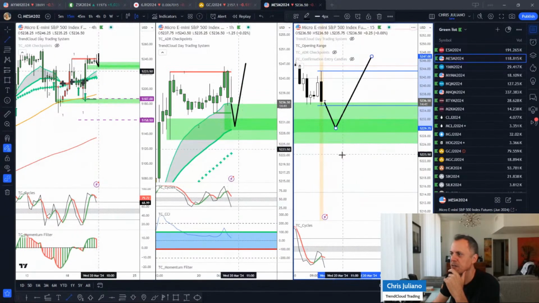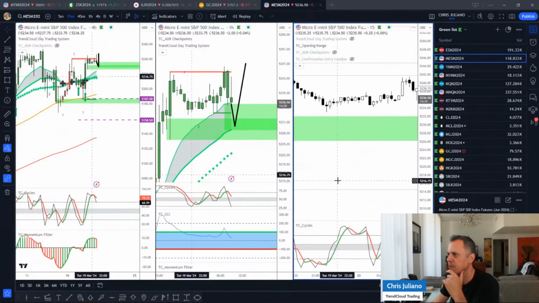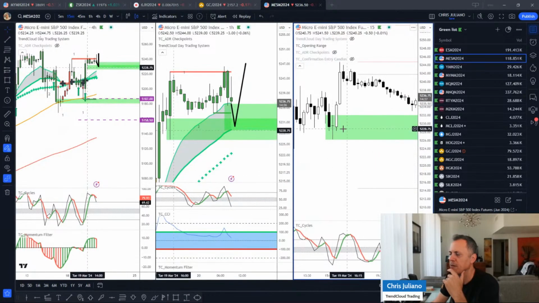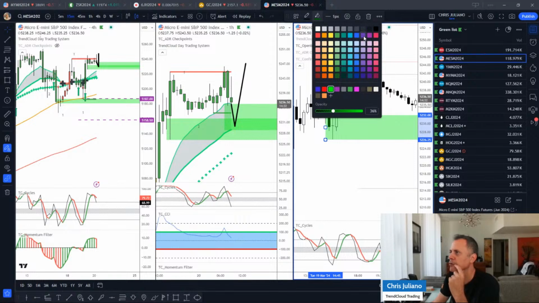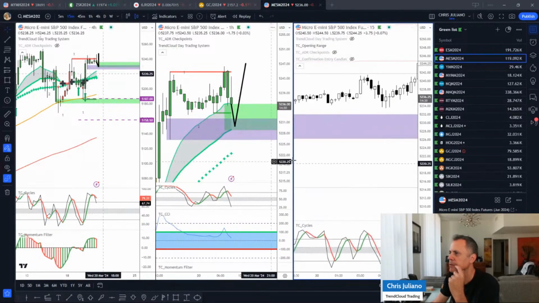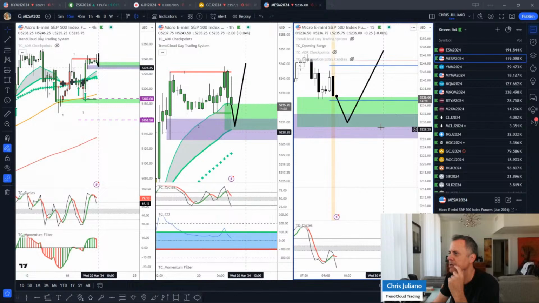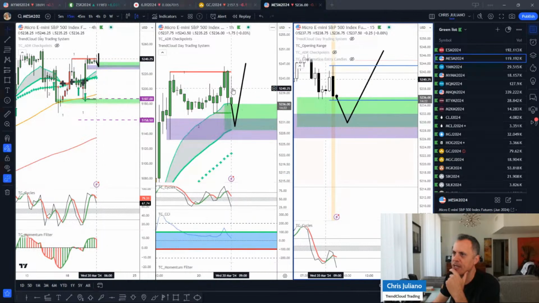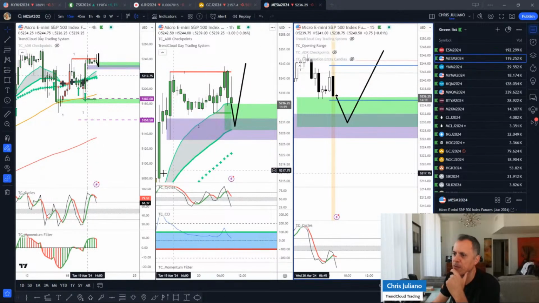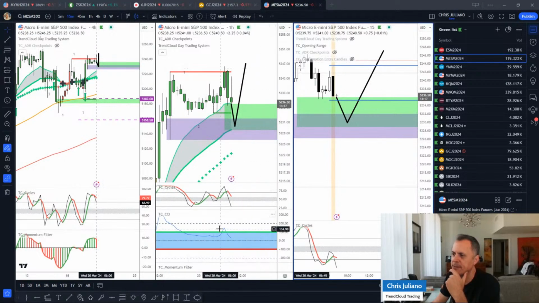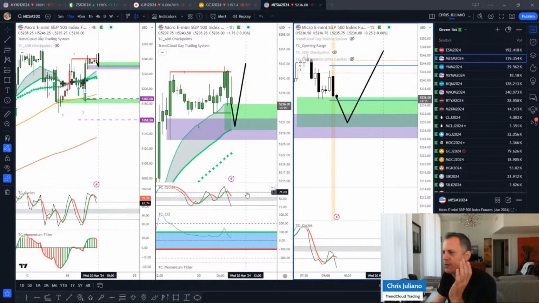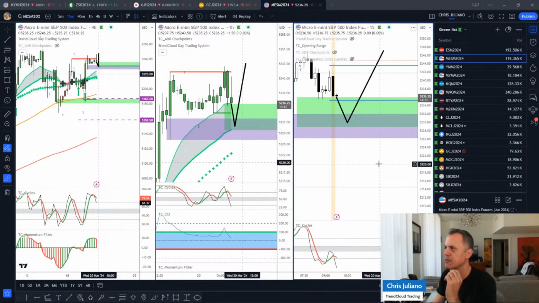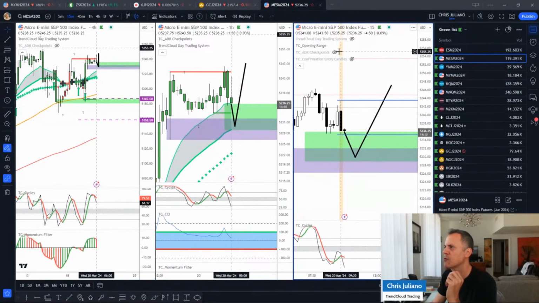How far back is it going to go? We don't know, but this is definitely an area of interest. Let's make it purple. So this whole area here is an area of interest. Now, we have trend on multiple time frames, but we only have the momentum on the middle time frame. So what does that tell us? Maybe this is short-lived, right? Maybe this is going to be short-lived.